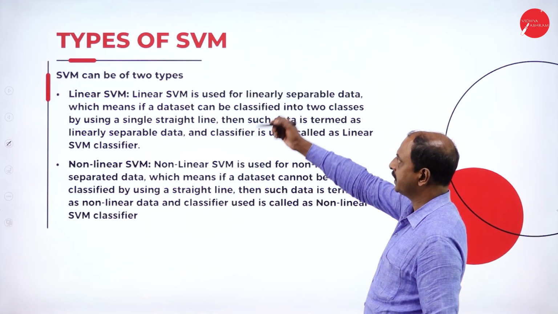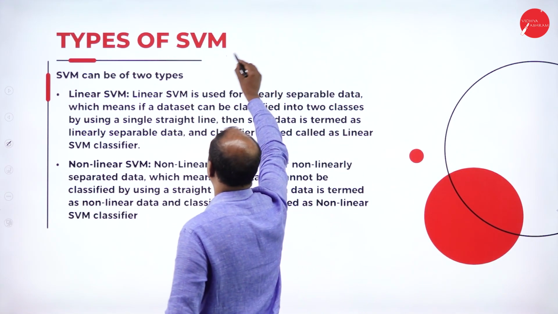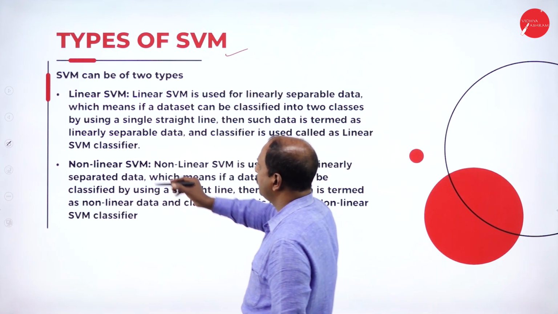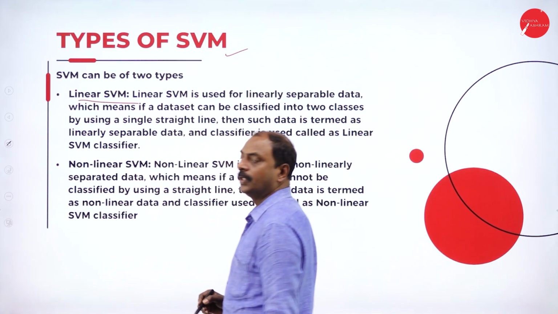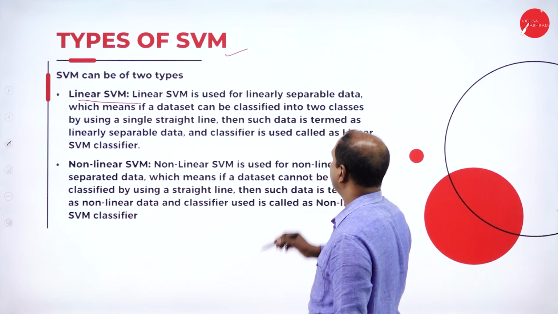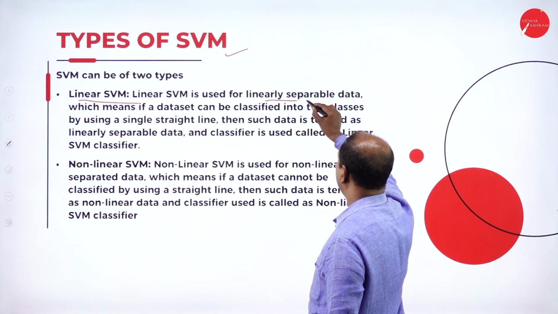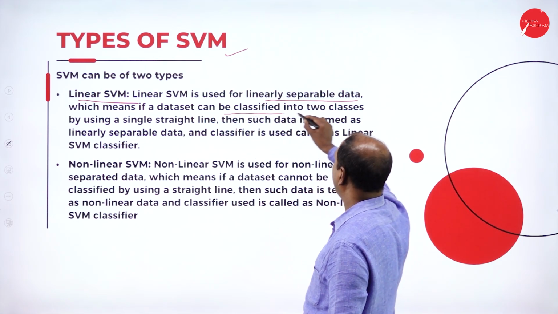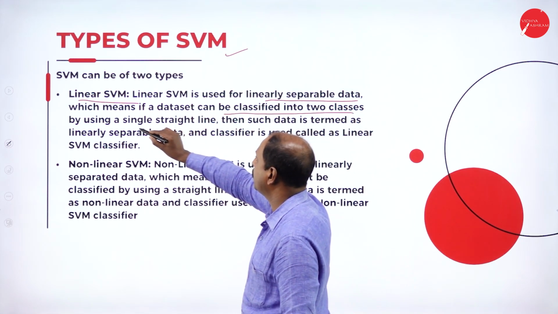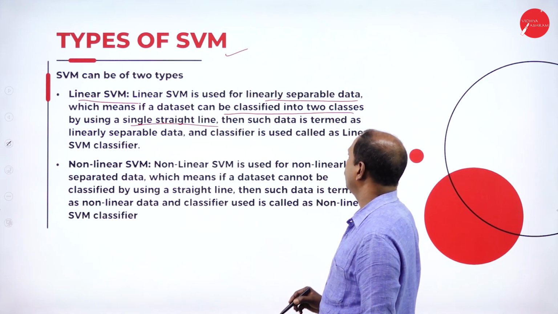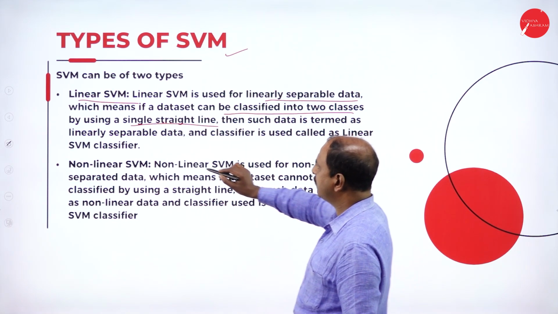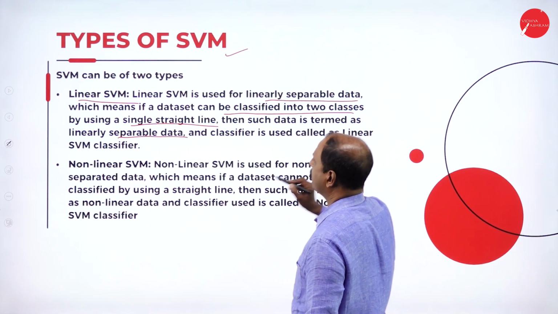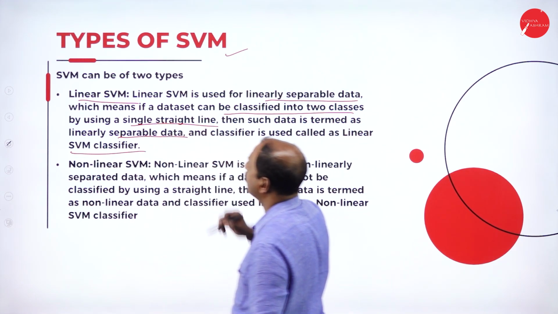Now let us see in the next slide the types of SVM. Generally there are two types. One is linear SVM. So what is linear SVM? It is used for linearly separable data, which means if a data set can be classified into two classes by using a single straight line, then such data is termed as linearly separable data, and the classifier is called a linear SVM classifier.